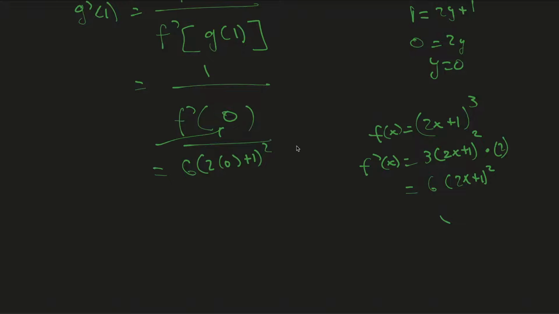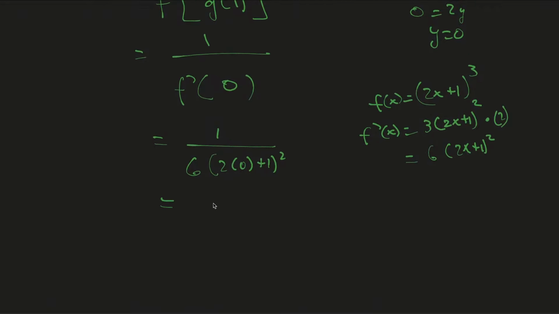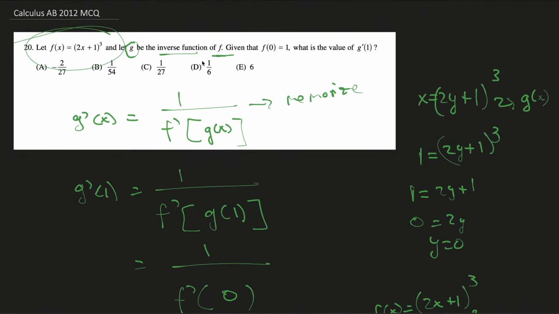Sorry for the terrible formatting. I shall move this down. So this is 1 over 6 times (2 times 0 plus 1) squared. 2 times 0 is 0, 0 plus 1 is 1, and 6 times 1 squared is just 6, so it's 1/6. So the answer to this is 1/6. The main important point in solving this was realizing this formula right here. I think I would personally memorize this.